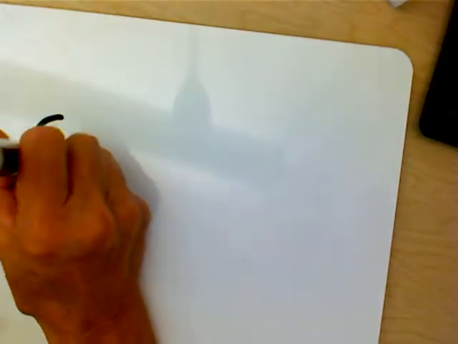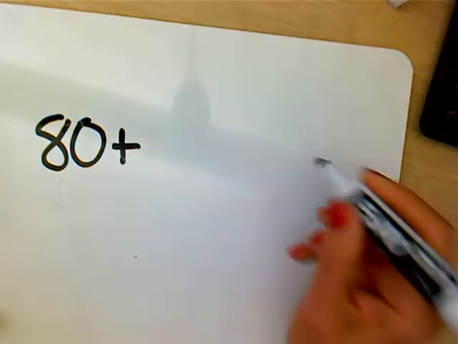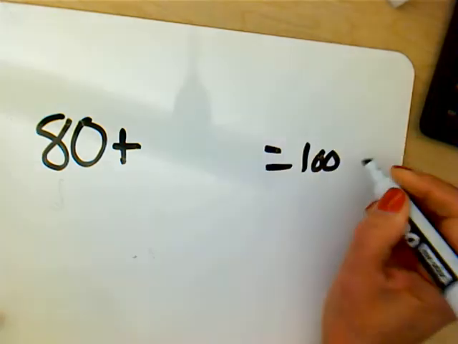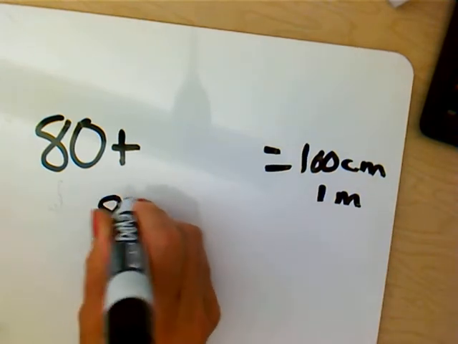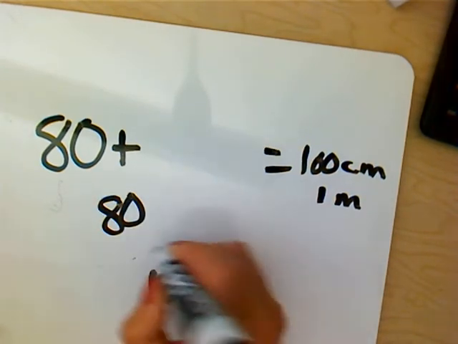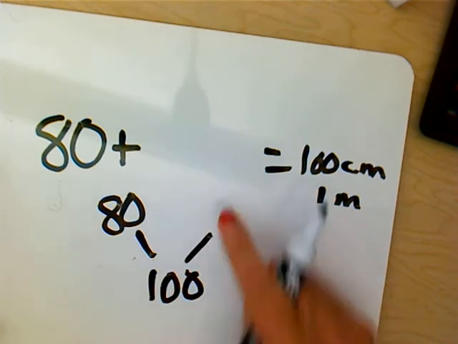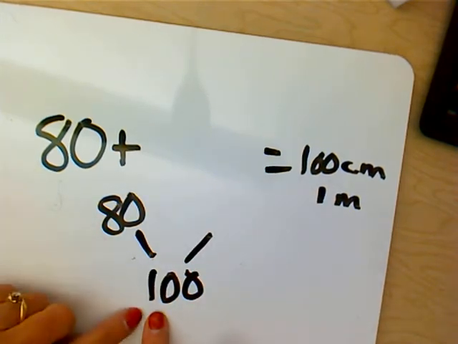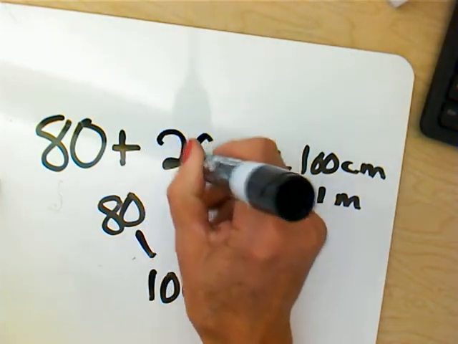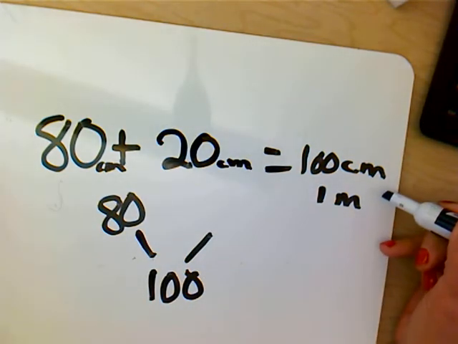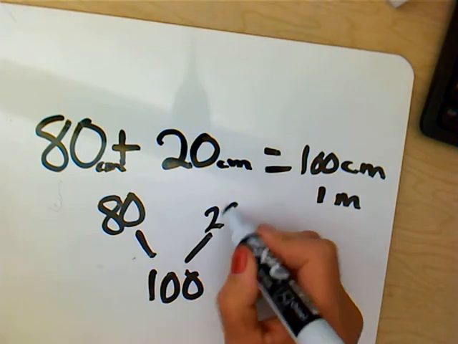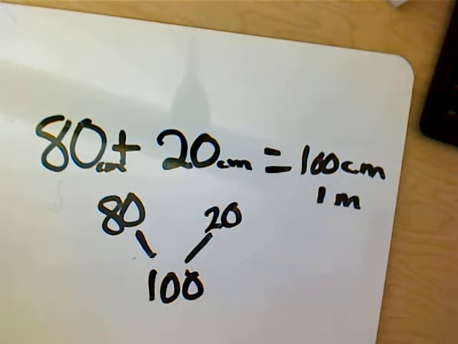What if I had 80 and I wanted to know what should I add to 80 to get 100 centimeters or 1 meter? They're both exactly the same. So I'm going to make my number bond with 80 and 100. And I'm trying to figure out what would belong here. Well, I know that if I take 100 take away 80, that would give me 20. Therefore, 80 centimeters plus 20 centimeters would give me 100 centimeters or 1 meter. So I can use my number bonds to help me figure out how to get to a full meter or 100 centimeters. Let's do 40.